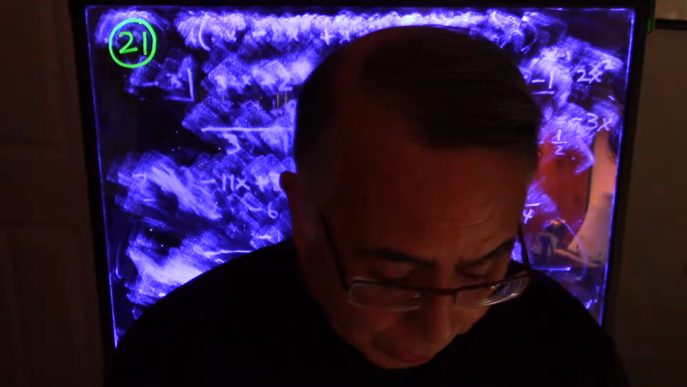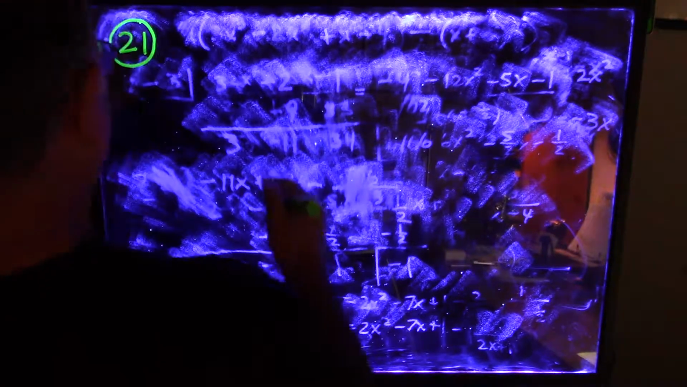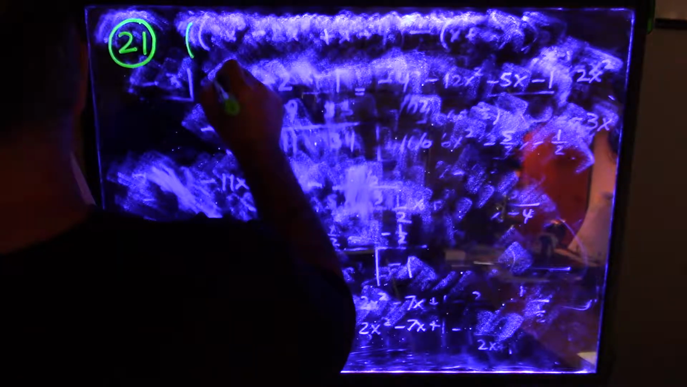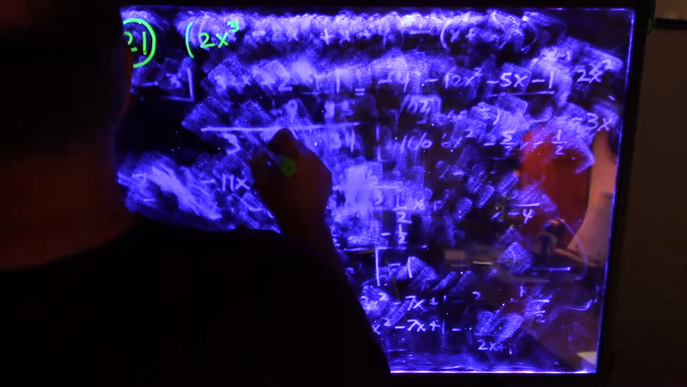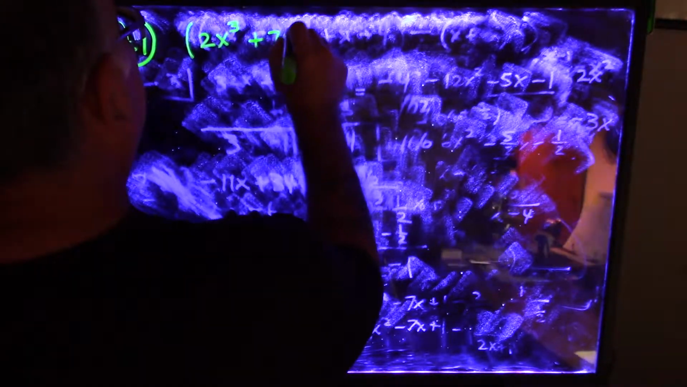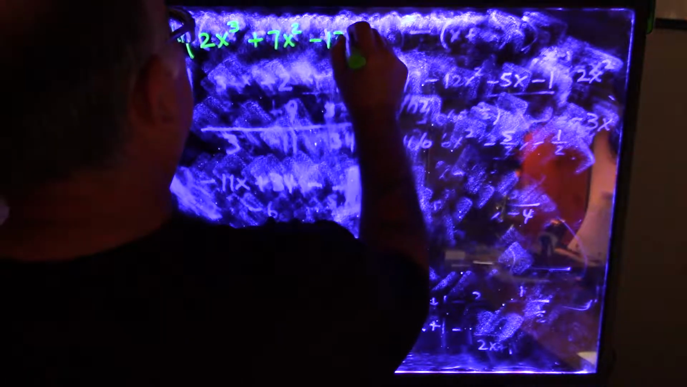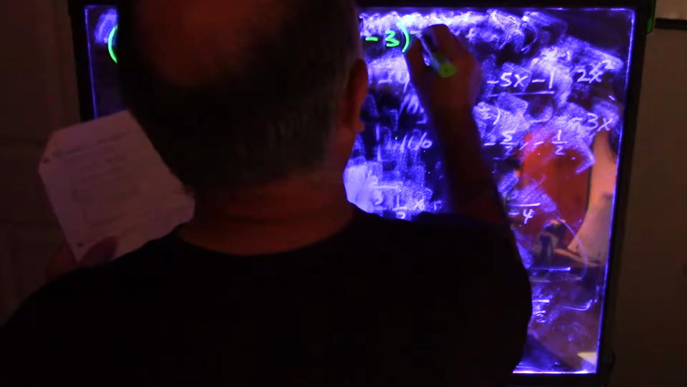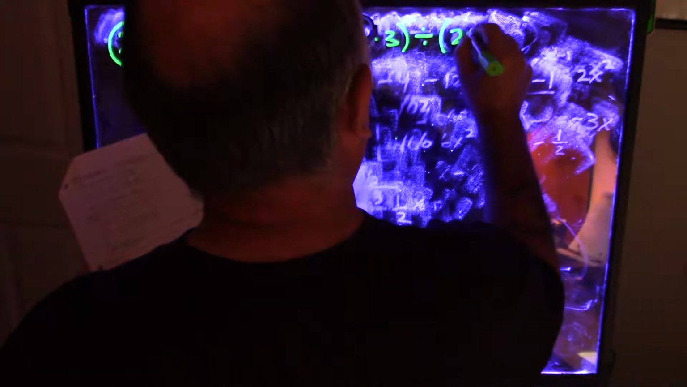Okay, number 21. This one has another divisor that we have to massage a little bit here. So let's see, we've got 2x cubed plus 7x squared minus 13x minus 3 divided by 2x minus 3.